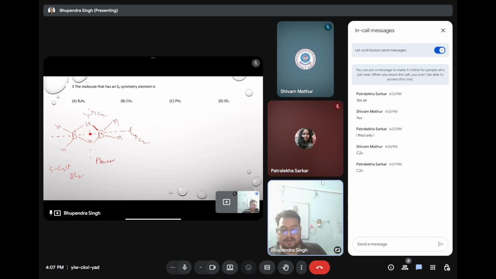So the highest order axis of symmetry is C2, and these C2s are perpendicular to the principal axis of rotation. So the point group should be D2, and you have a molecular plane which is perpendicular to your principal axis of symmetry. So the point group should be D2h. Yes, Patlekha.